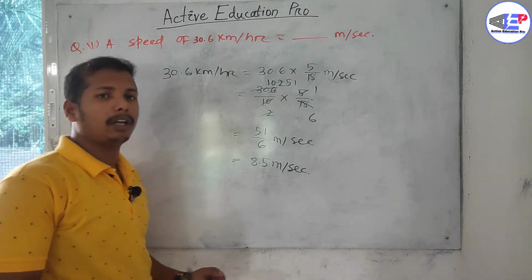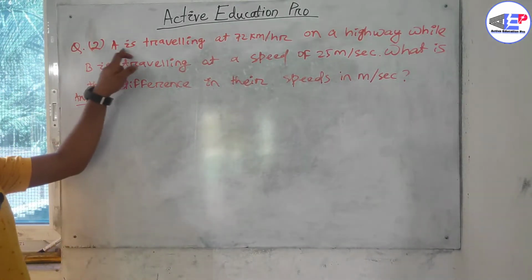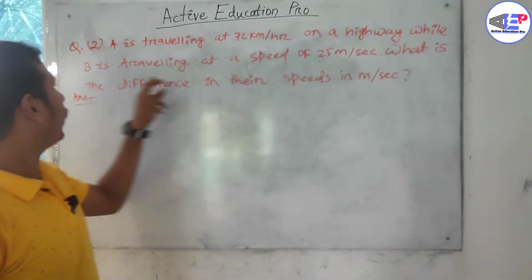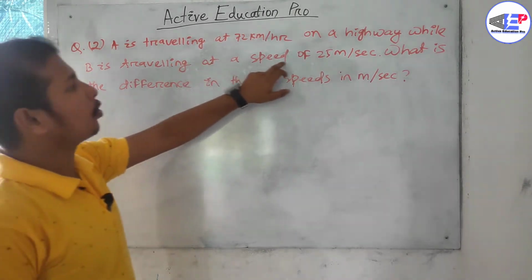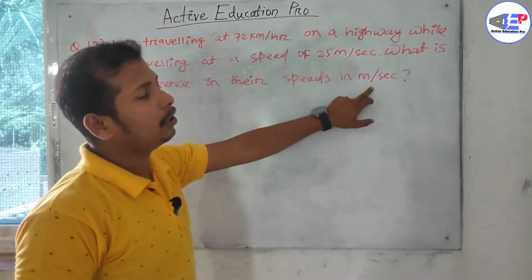Let us do another numerical. The question is given that A is travelling at 72 km per hour on a highway while B is travelling at a speed of 25 meter per second. What is the difference in their speeds in meter per second?